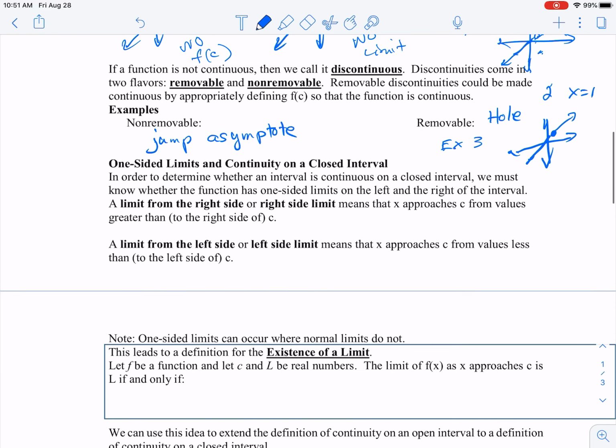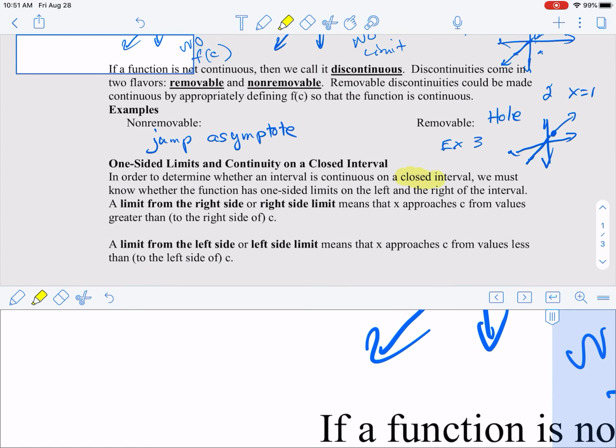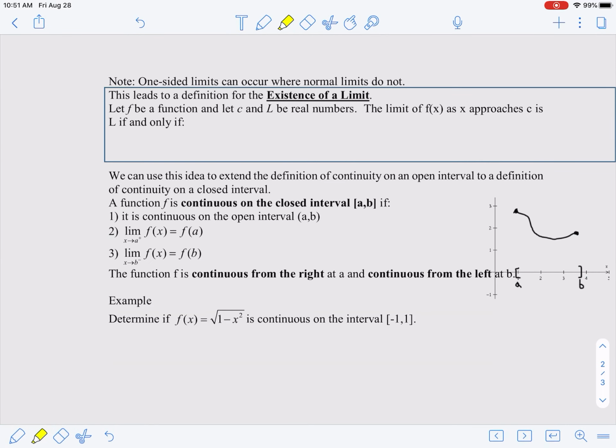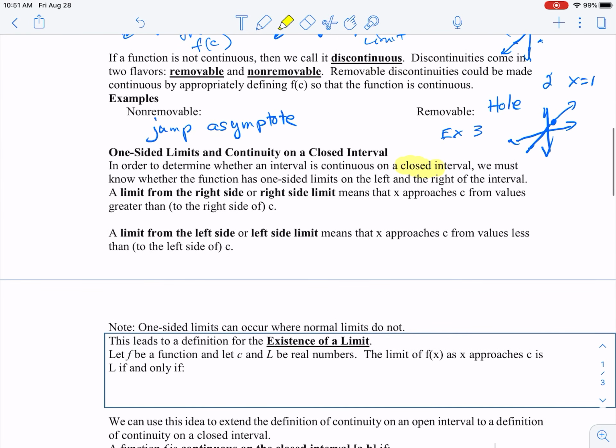All right, one-sided limits. That was yesterday's lesson. In order to determine whether a function is continuous on a closed interval, here's that word, closed. I did it again, guys. How do I get rid of that? Ugh. Closed interval.